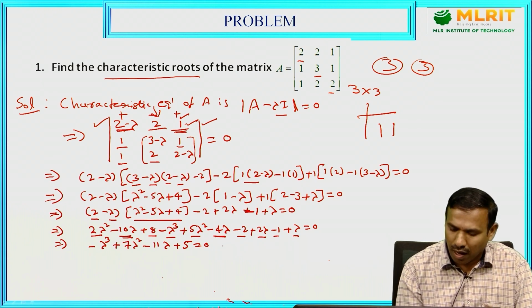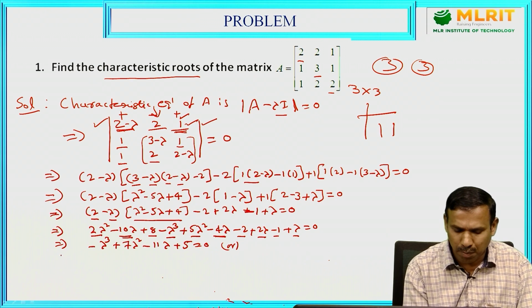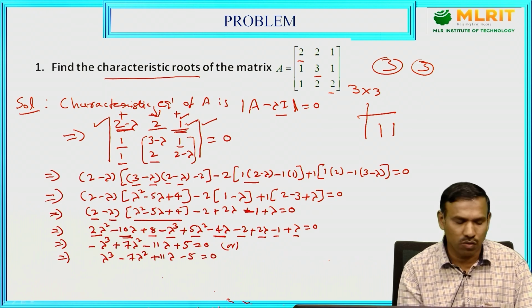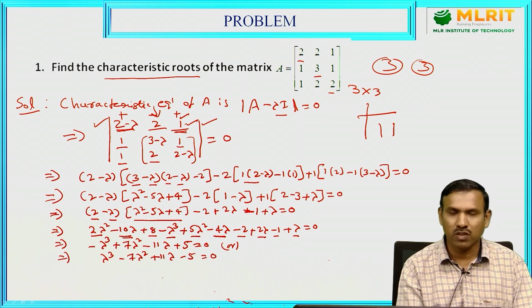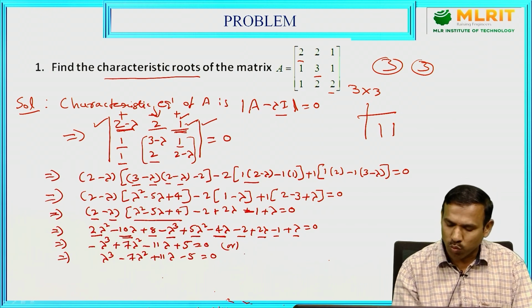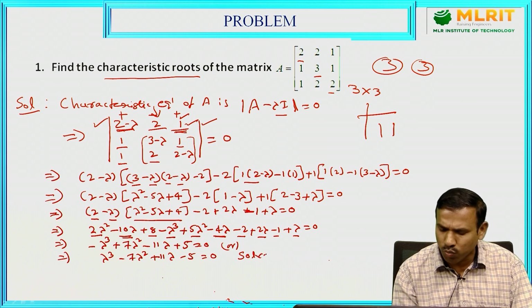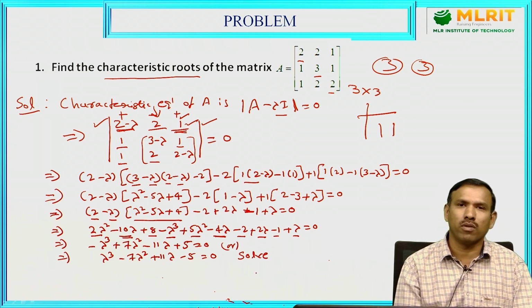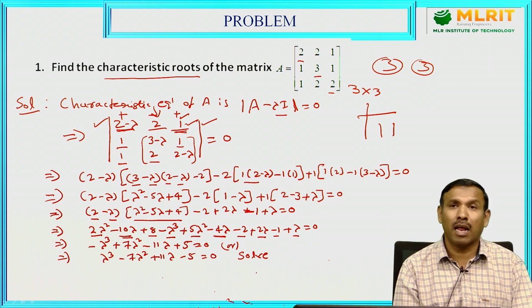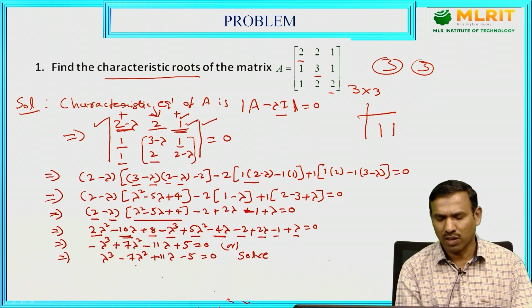Or you can write with multiplication, multiplying with minus, you get lambda cube minus 7 lambda square plus 11 lambda minus 5 is equal to 0. So it is the same equation, just multiplied with the minus, we got this equation. We need to solve this equation. How to solve? We have so many methods to solve the cubic equation. One is the trial method, substituting 1, 2, 3 like that, we can find one root of the equation.